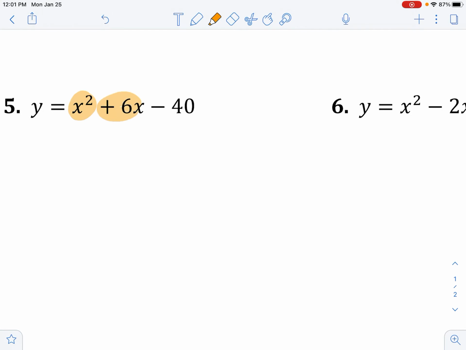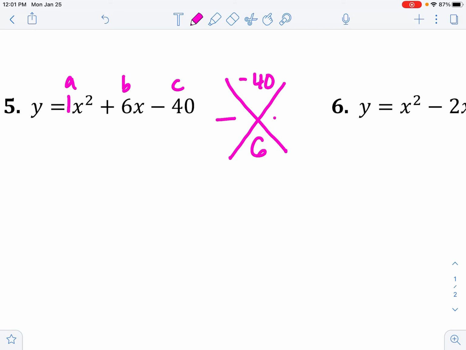Next one. Look for a GCF first. Do these three terms have anything in common? No. But I could still try to factor it using this x. I'm looking for two numbers that multiply to give me a times c. A is 1. C is negative 40. 1 times negative 40 is negative 40. And add to give me b, which is 6. So I need those two numbers.